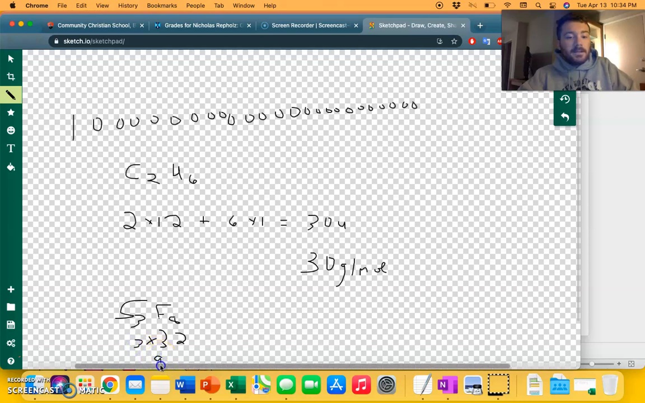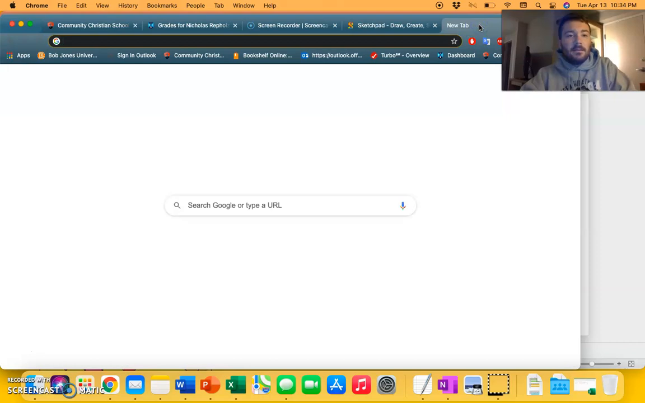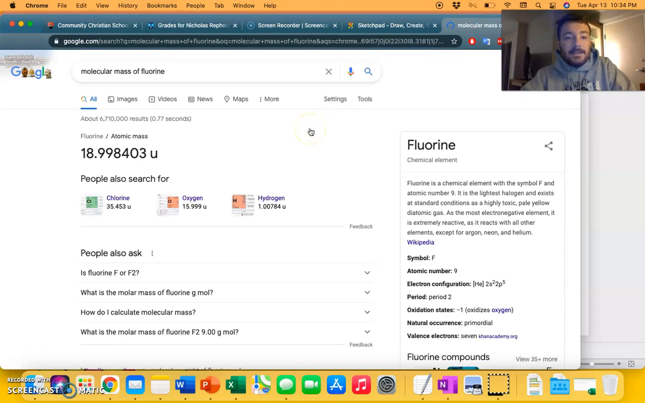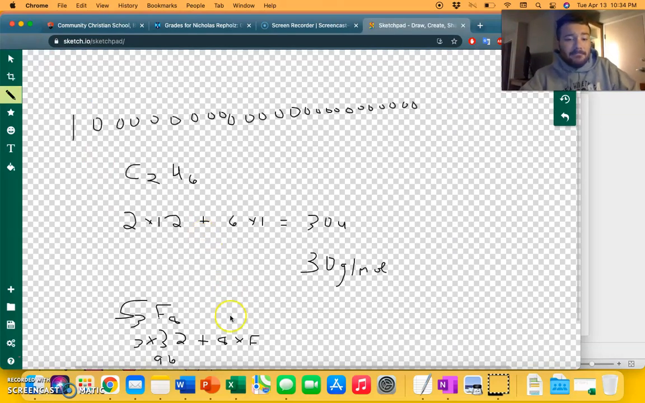That is 96 total. And then added to the 8 multiplied by the molecular mass of fluorine. And fluorine, I believe, has a molecular mass of 19. Let's see, 18.999. Let's round it up to 19. And so we're going to put 19.